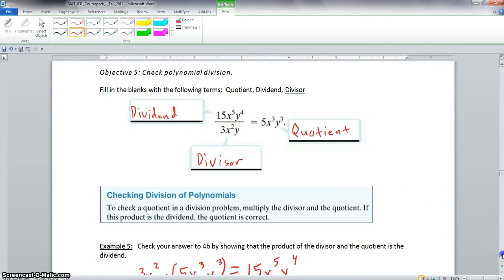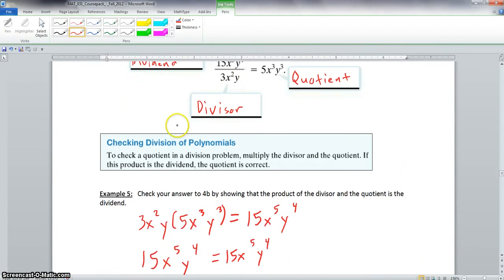So it tells us here, checking division of polynomials. To check a quotient in a division problem, multiply the divisor and the quotient. If this product is the dividend, the quotient is correct. So basically, they're telling you to take the denominator times the answer, and it should give you the numerator. So we have our divisor, we have our quotient, and we have our dividend.